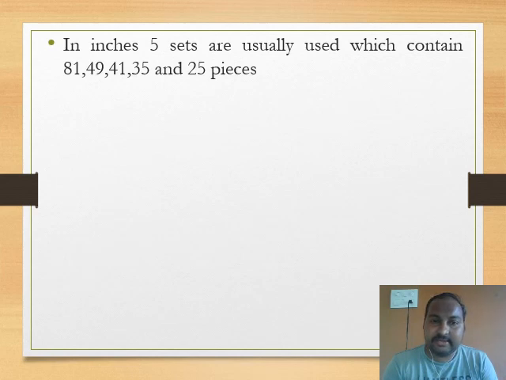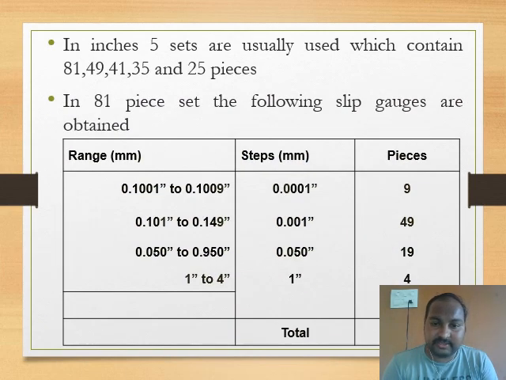Similarly, when I go for the inch sets, inch sets of slip gauges are also available: M81, M49, 81, 49, 41, 35 and 25. These are the different slip gauge sets. In the standard 81 inch slip gauge set, we can see here 0.1001 inch to 0.1009 inches in steps of 0.0001 inch, so totally it is 9 pieces.